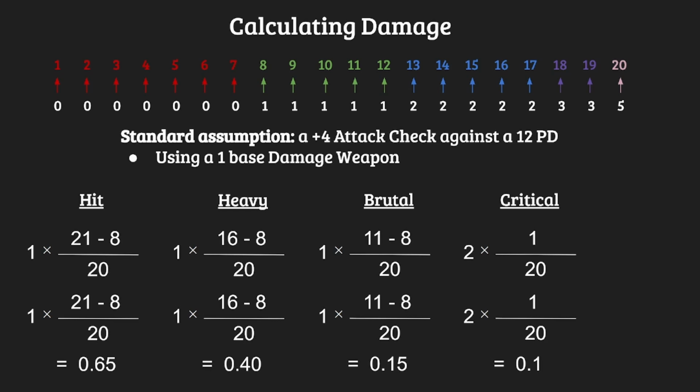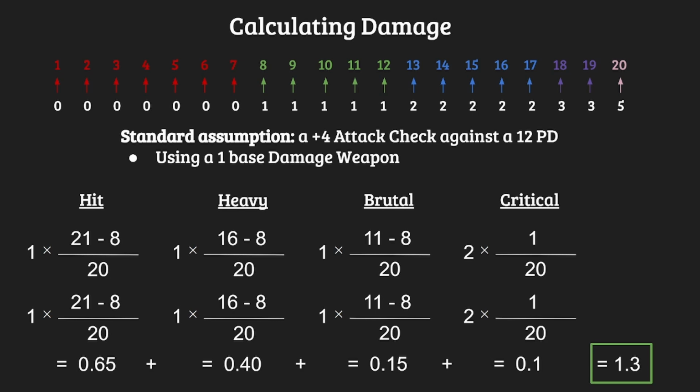And then a critical hit is 2 times 1 over 20. There's just a 1 over 20 chance that we land a critical hit, so that's going to be 0.1 damage from a critical total. So we can add up all these numbers, and we're going to get 1.3 damage as the total damage of a 1 base damage weapon attack using a +4 attack check against a 12 PD, right? So we put all these numbers in together, and we managed to get an answer.